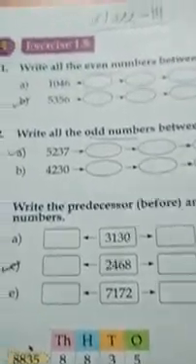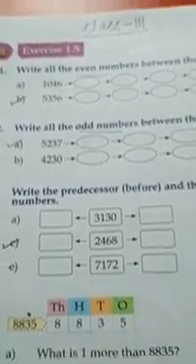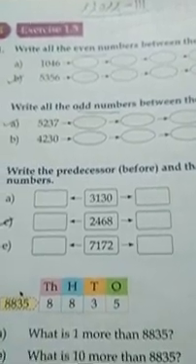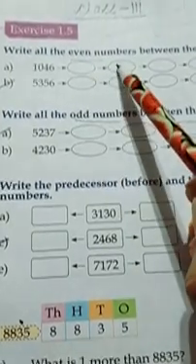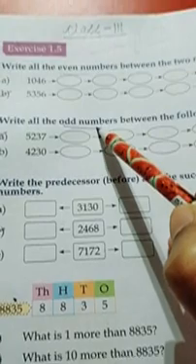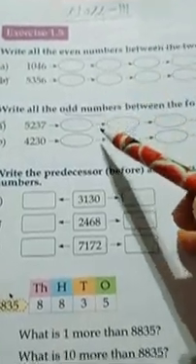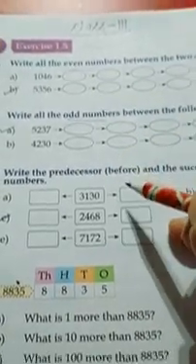Today we will do exercise 1.5. Students, before doing this exercise, I will tell you some basic things relating to it. As you can see, in the first sum there are even numbers, and here is the sum relating to odd numbers. Before doing these sums, I will tell you what even numbers and odd numbers are. So students, take your books and notebooks with you and here we start.